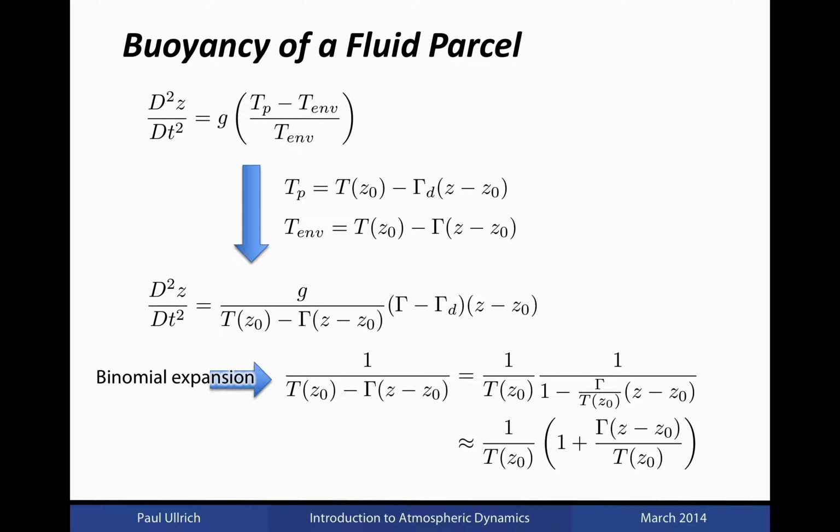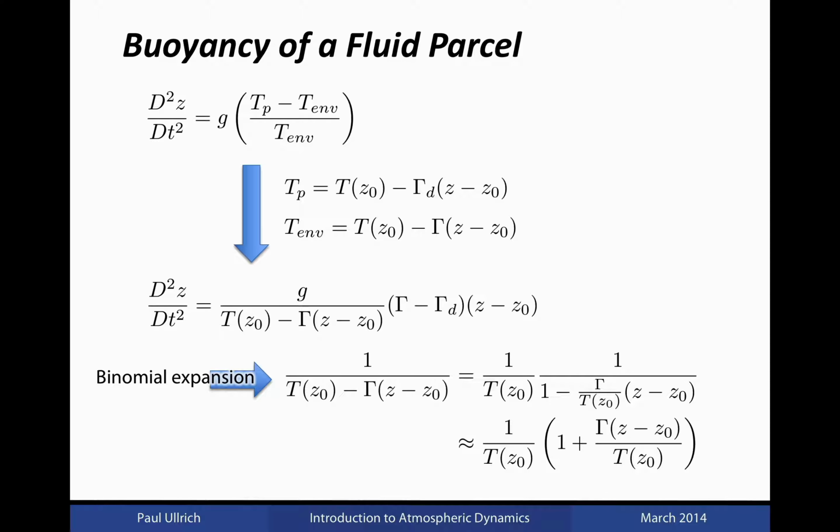The environment, as well, for small displacements is considered to have an environmental lapse rate gamma, and hence a temperature profile which is given by T environment equals T at z0 minus gamma times (z minus z0). Again, we emphasize that the fluid parcel and the environment have the same temperature at the reference altitude z0, and we are interested in considering what happens if the fluid parcel undergoes small displacements from that reference altitude.